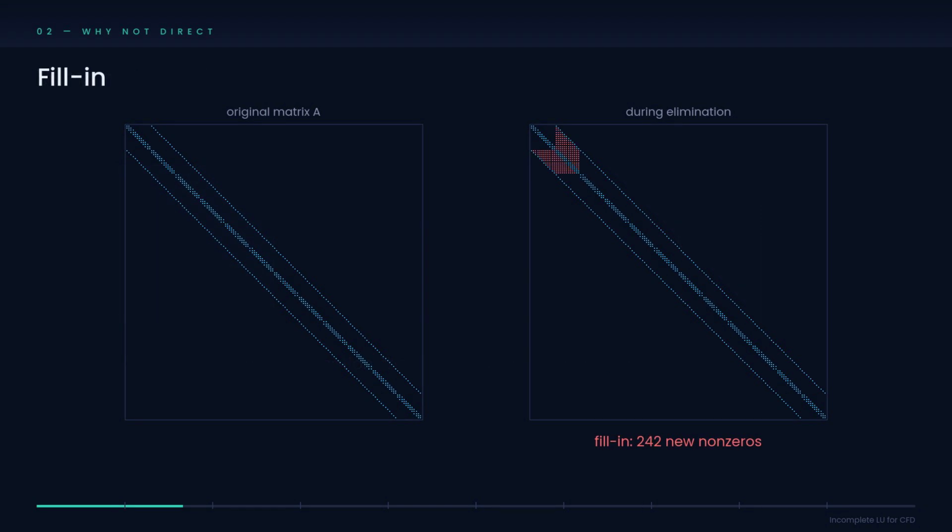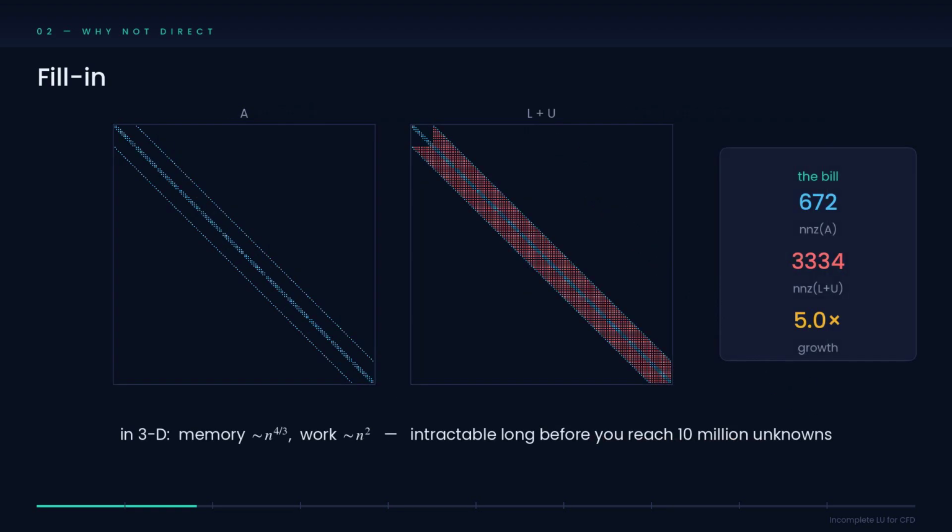Because of this: on the left is the sparsity pattern of a genuine Poisson matrix, 5 non-zeros per row, and a great deal of empty space. Watch what elimination does to it. Every time we eliminate a column, entries that were structurally zero become non-zero. That is fill-in, and it is relentless. On this small example, the factors carry 5 times the non-zeros of the original matrix.